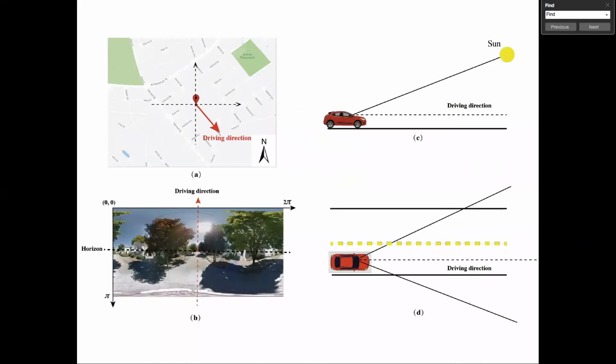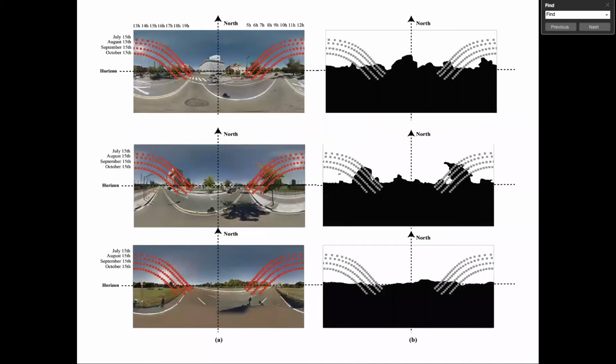So I built a very simple model. When the sun is very low and not blocked by obstructions, then we are going to have sun glare. Let's first build a geometrical model between the sun and the driver. We can overlay the sun paths at different days on the Google Street View panorama. Then we can develop a method to quantify and find where and when the sun glare is going to happen.